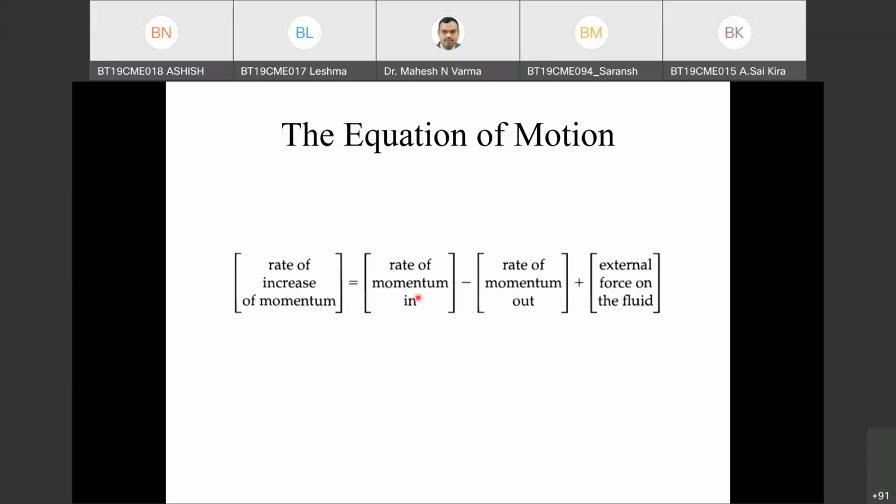Phi xx, and xx multiplied by the surface area will be? Area will be delta y into delta z. Very good.